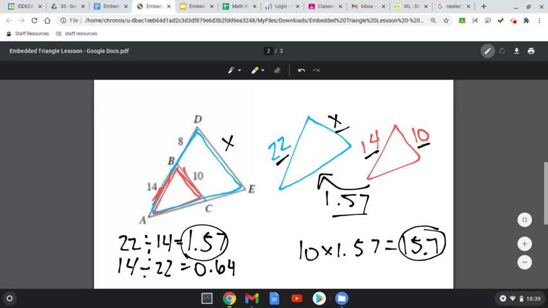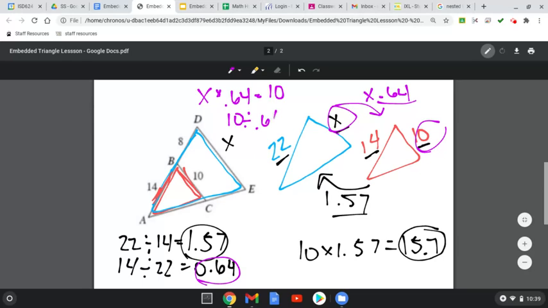Okay, let's say you chose the other scale factor just for fun. So let's say you chose 0.64. So that's going towards the smaller shape. So x times 0.64 would need to give me 10. So to figure this out, I know something times 0.64 gives me 10. So if I do the opposite operation, I can do 10 divided by 0.64. Let's see what we get. So I got 15.625. Okay, so if we rounded this, we get 15.63.